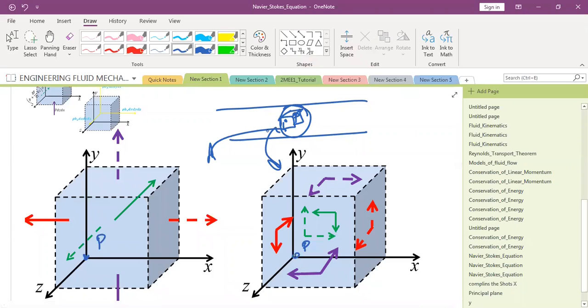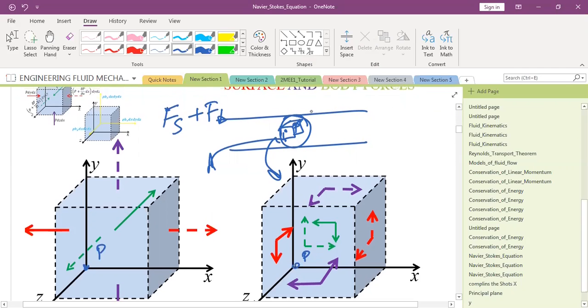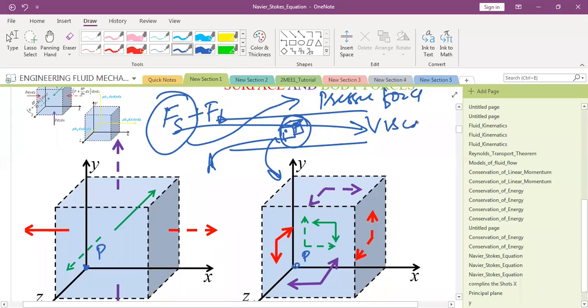So if you remember, forces are surface and body. What all surface forces are acting in case of moving fluid? If it is in the inviscid region, pressure force plus viscous force. What about body force? Body force can have x, y, and z components, that is bx, by, and bz.